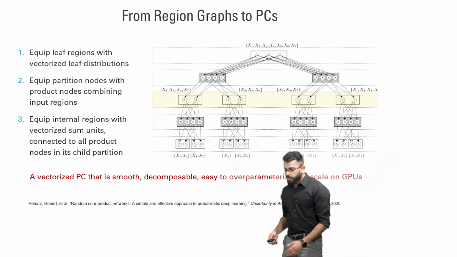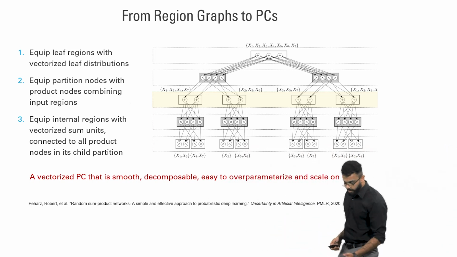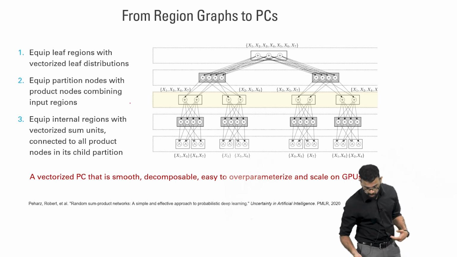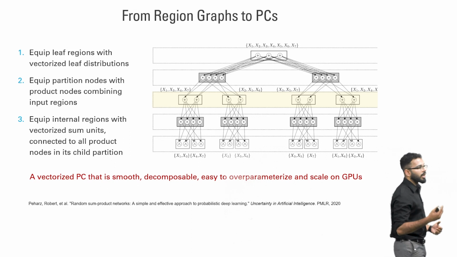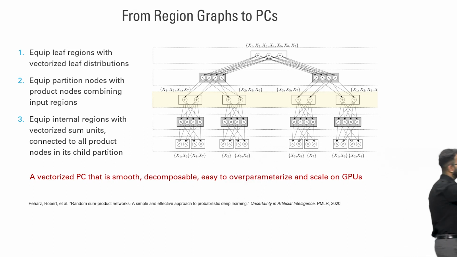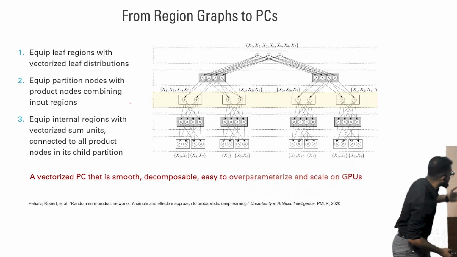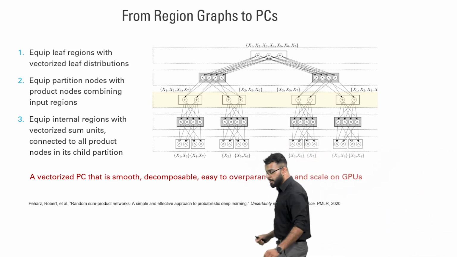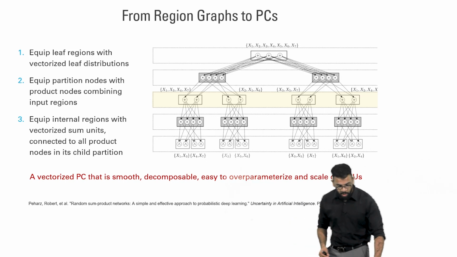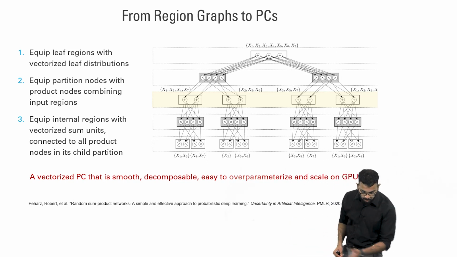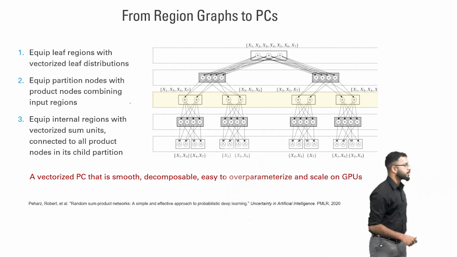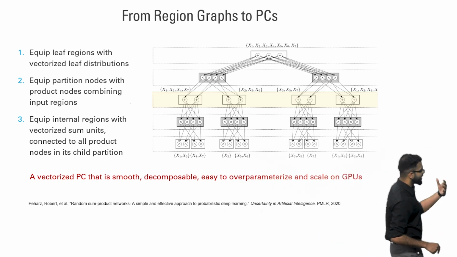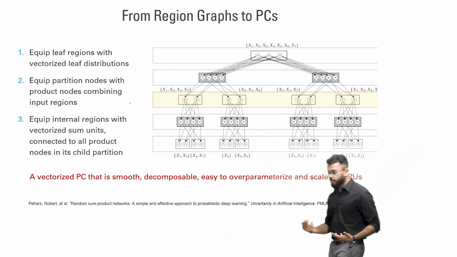So this results in a vectorized PC that is smooth, decomposable, and it's also very easy to over-parameterize and scale on GPUs, right? Because now you have more like a homogeneous structure. Your leaves can only be at the lowest level, right? They are all at the same level, and all nodes at a particular level are of the same type. So you have all product nodes at, say, height 1, all sum nodes at height 2, and so on and so forth, which means you have a more homogeneous structure, which is also computationally dense. It's easy to deploy this on GPUs.